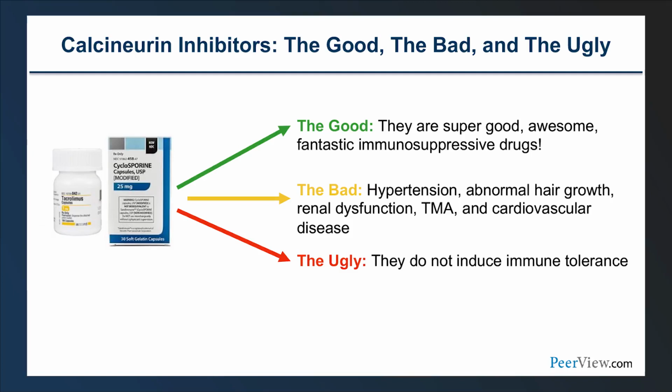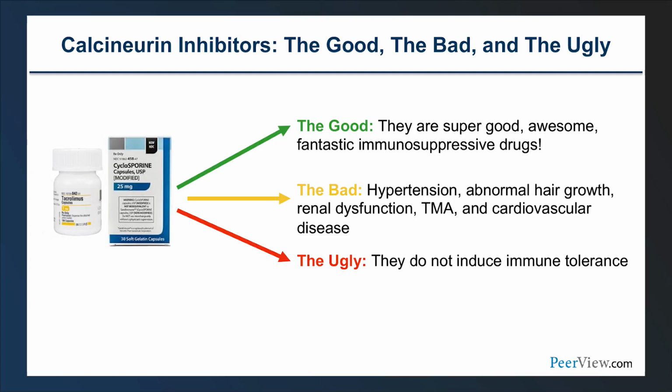In a word, they're super good, they're awesome, they're fantastic immunosuppressive drugs. It is hard to beat them for immunosuppression. This is why it's very hard to design trials to find something better than CNIs. The bad is everything that comes with them: hypertension, abnormal hair growth, renal dysfunction, TMA, cardiovascular disease.